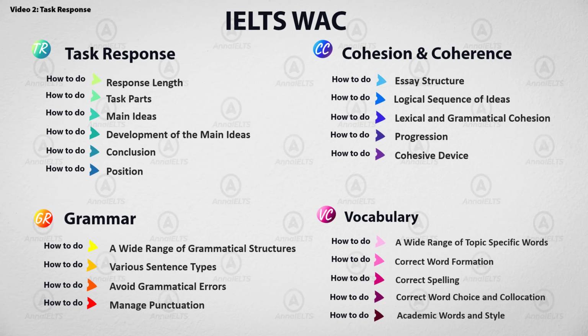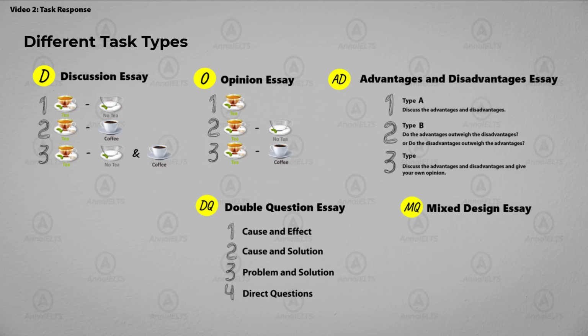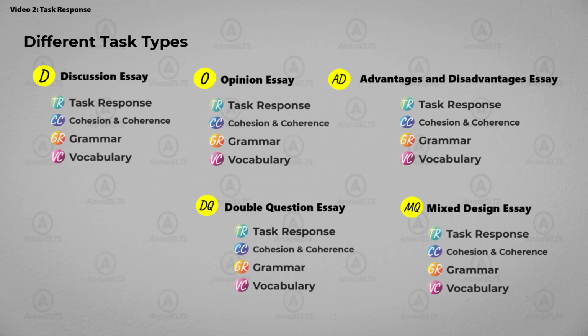In order to learn how to do, which is applying IELTS WAC, you need to first be familiar with different task types. We have categorized IELTS Writing Task 2 questions into 5 groups. Each of these 5 task types can also be divided into different questions. You will learn about these 5 groups in videos number 7 to 11. Now let's see how to learn the application of IELTS WAC.